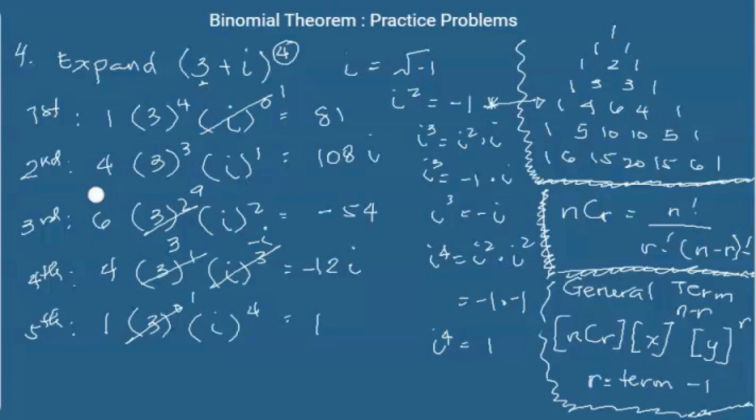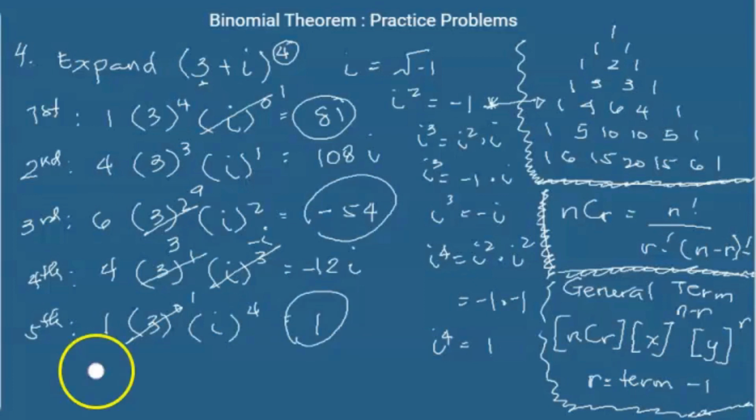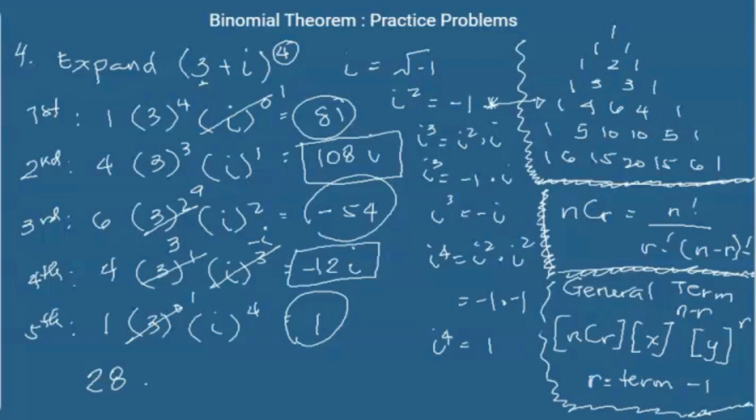Okay, let's simplify. 81 plus negative 54 plus 1 is 28. And let's combine 108i plus negative 12i. That's positive 96i. So this is the answer for the expansion of (3 + i) to the 4th power.